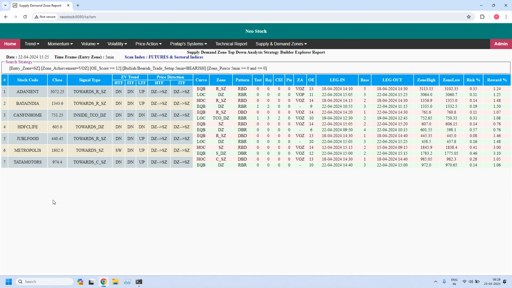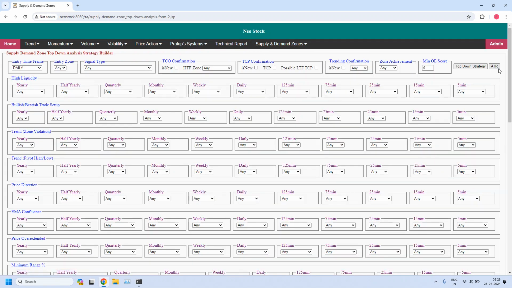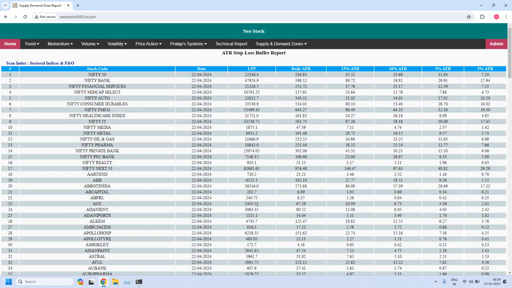So in the final report, let us generate stop buffers based on daily ATR. So I am generating the stop buffers. The 5% ATR you have to use for daily income trade, and 3% ATR you have to use for hourly income trade. And also remember, in this column we have the daily ATR value. And the first 17 in this list are indices, sectoral indices, and the remaining are all equity stocks listed in the F&O segment.